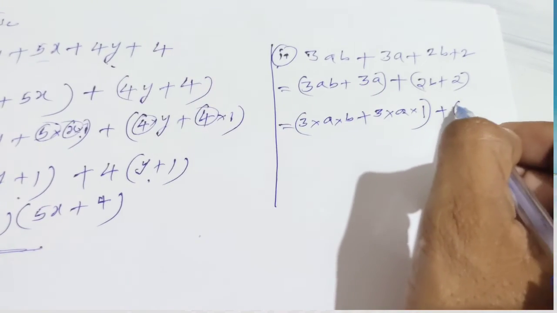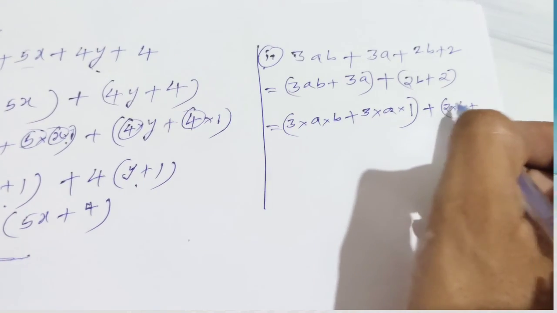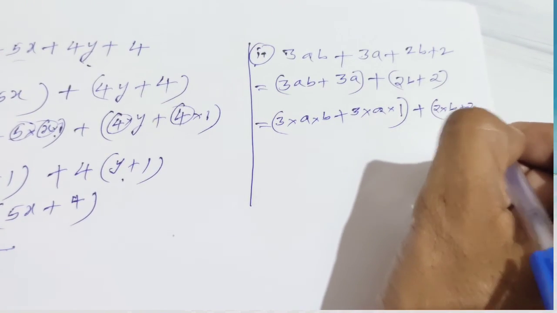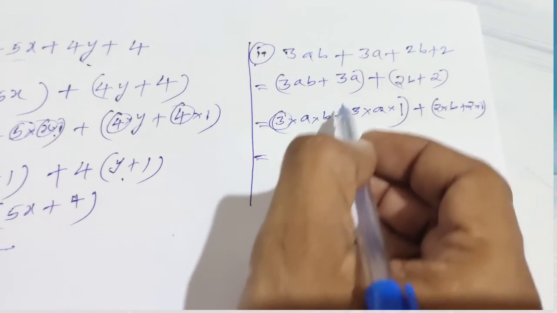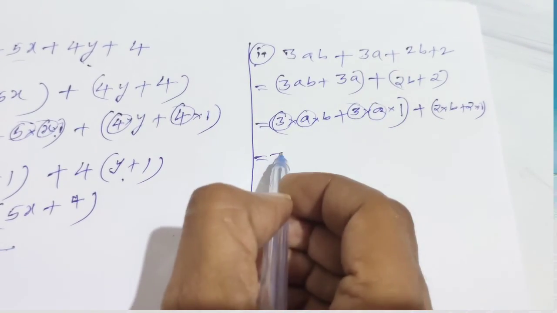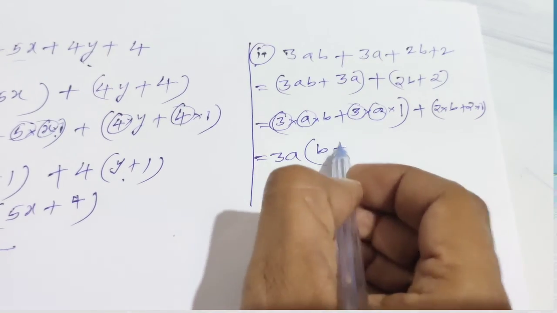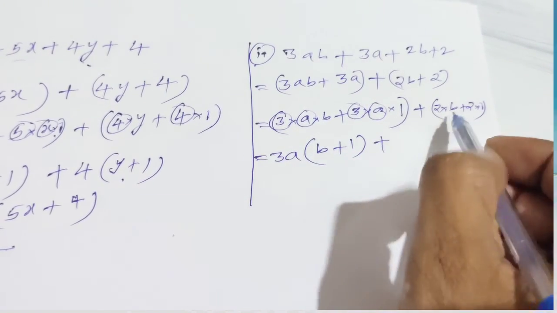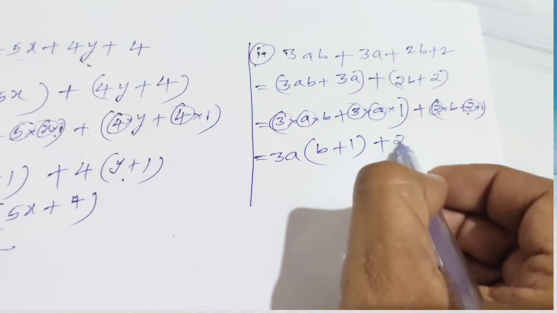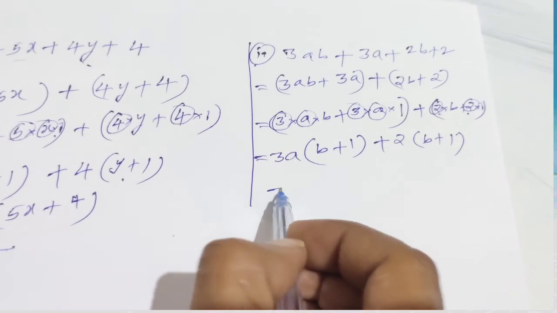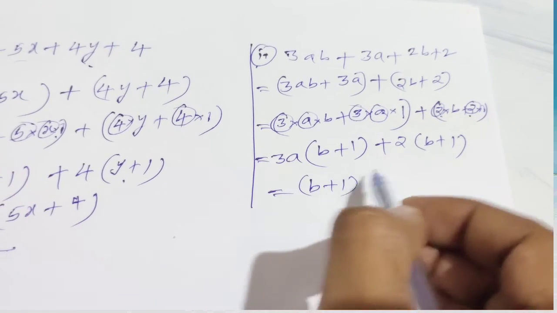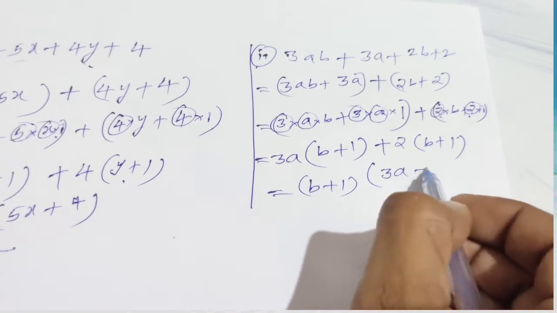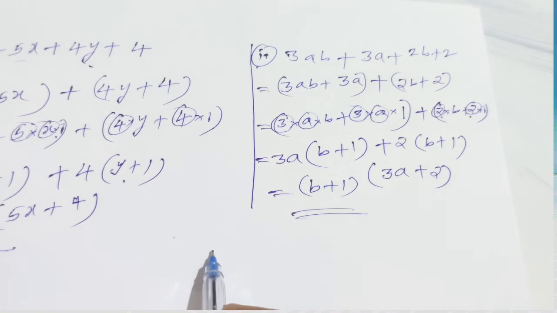Plus 2 into b plus 2 into 1. Now the common factors: 3a, take it outside, 3a times of b plus 1, plus here 2, take it outside, 2 into b plus 1. Next, overall from these two groups we can take b plus 1 as a common, so b plus 1 into 3a plus 2. So like this we can do factorization by grouping the terms.